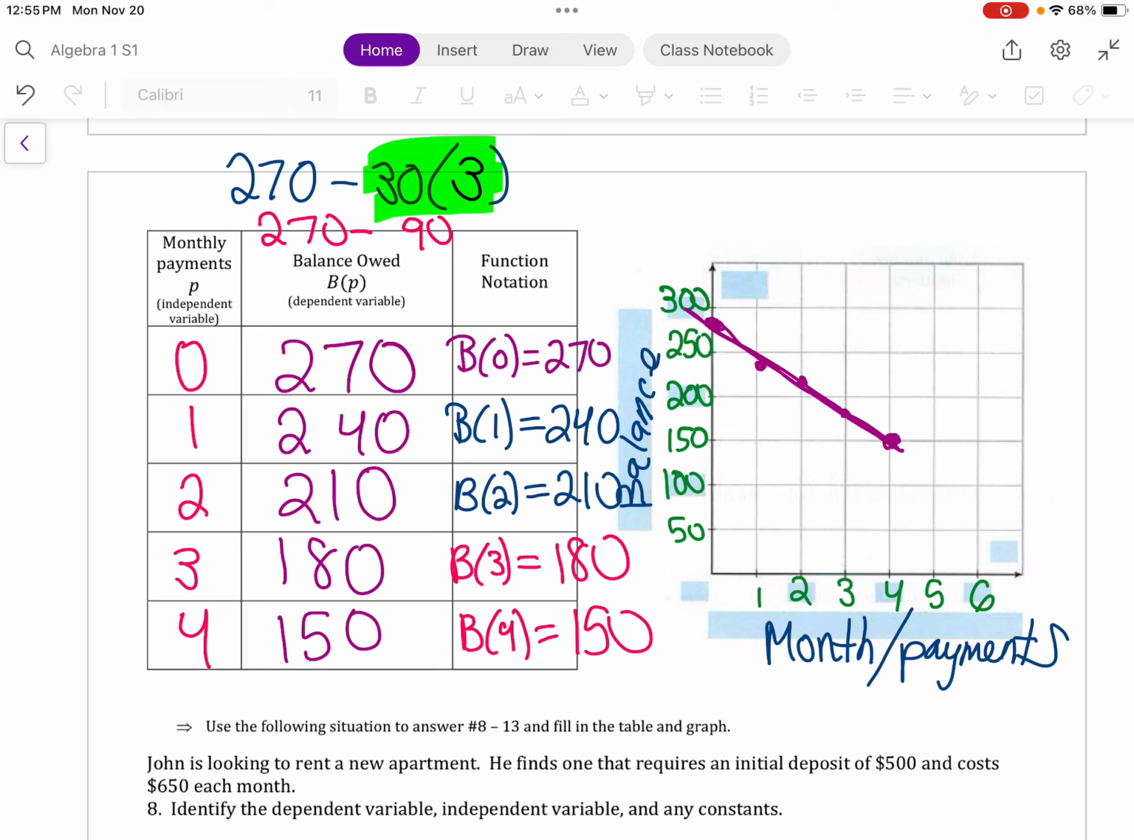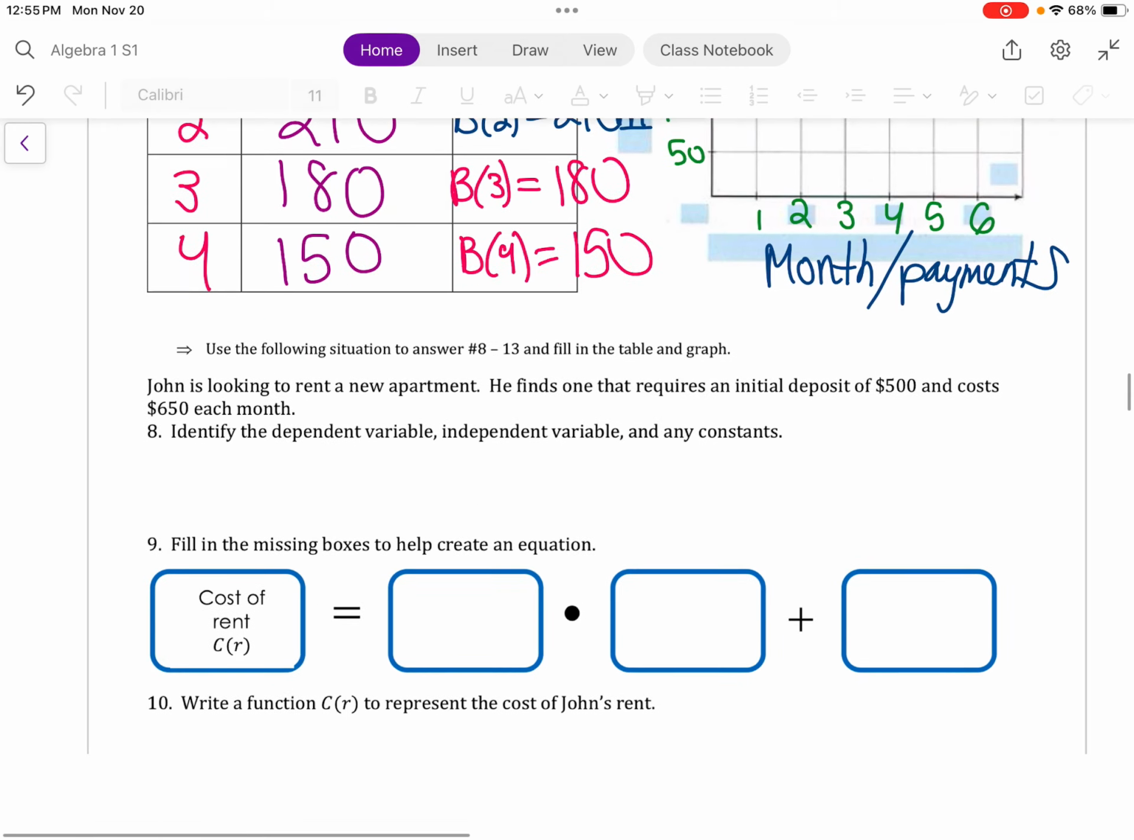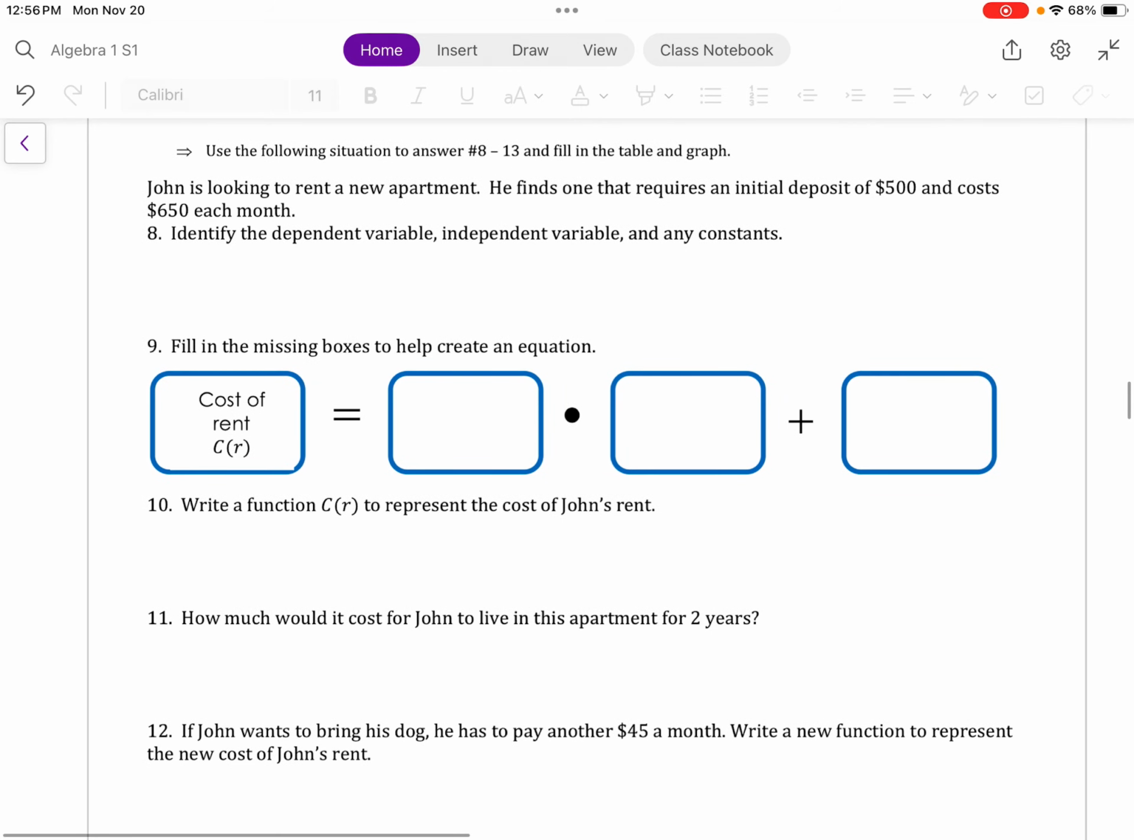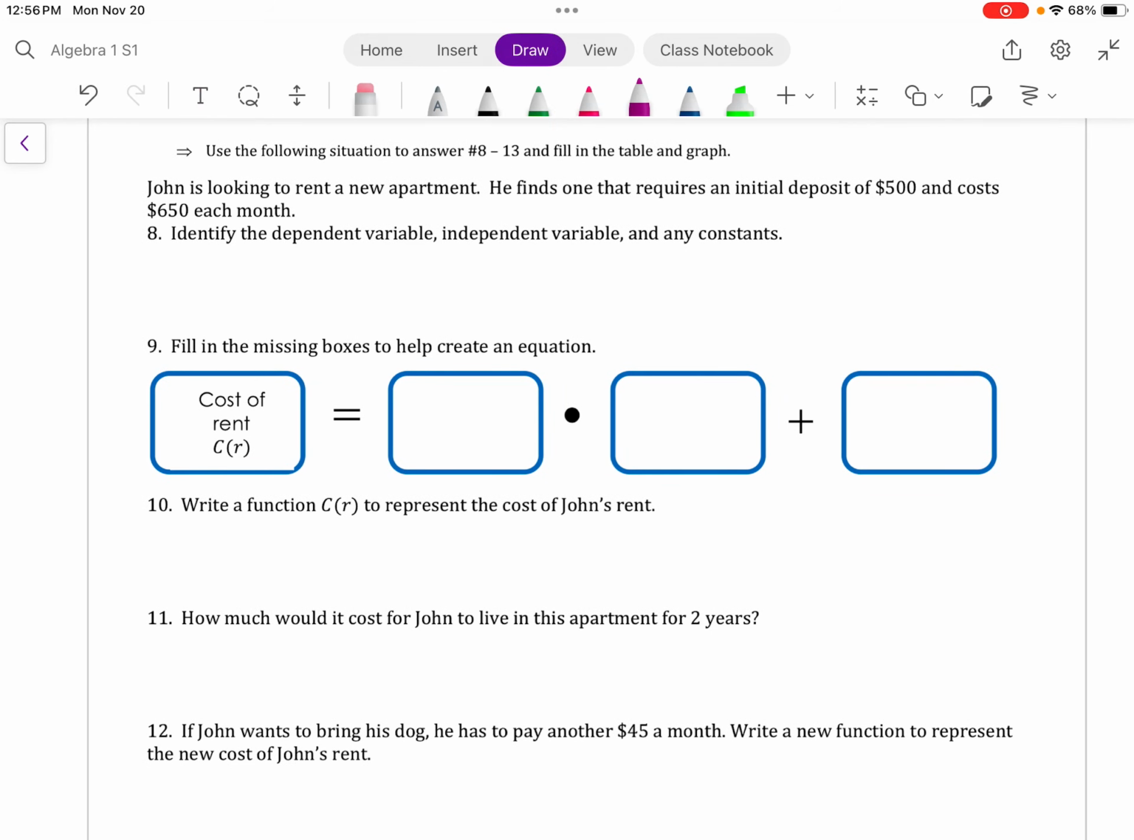So again, our input was how many months did you pay? Your output is how much money you have left on your loan, because you want to pay off your loan every month, so then you're in better shape. All right, again, we're going to do the same song and dance, and it's going to be one more problem, and then we are done.